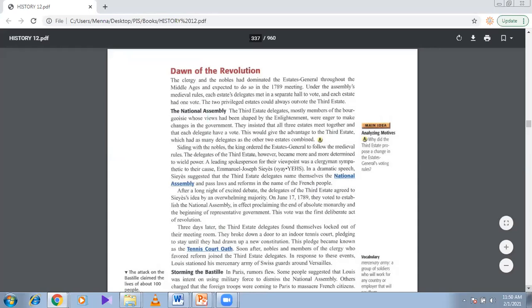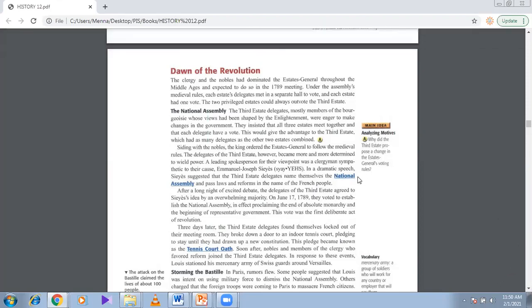So the representatives from the three estates gathered up and suggested that they are going to form what is called a National Assembly, and they're going to pass laws and changes on behalf of the French people. And they're not going to follow the rules of the Roman Catholic Church or the monarchy. Do you understand?